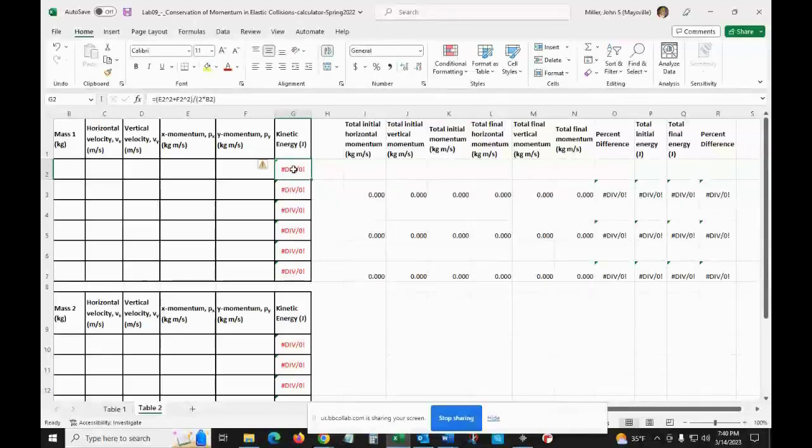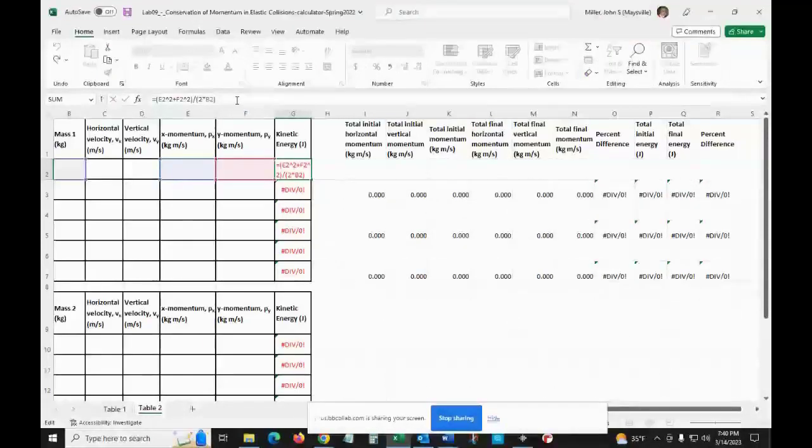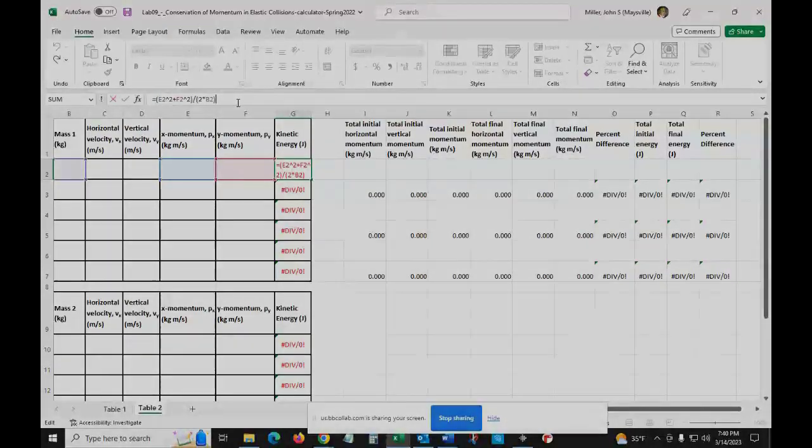I use an alternative form of the equation of kinetic energy in the kinetic energy column. In this case, the kinetic energy is the square of the momentum divided by the product of 2 multiplied by the mass. You are free to use the standard form of the kinetic energy equation as well. In either case, make sure that you're pulling numbers from the correct columns.